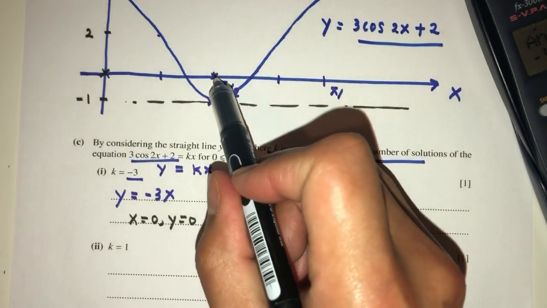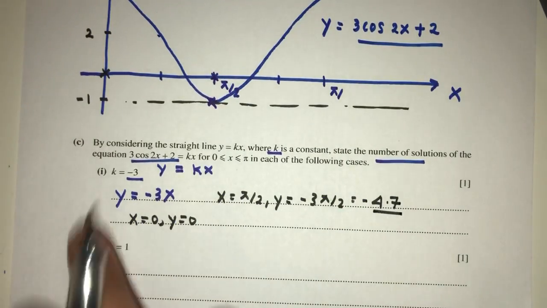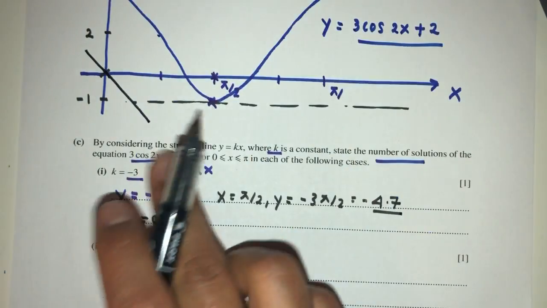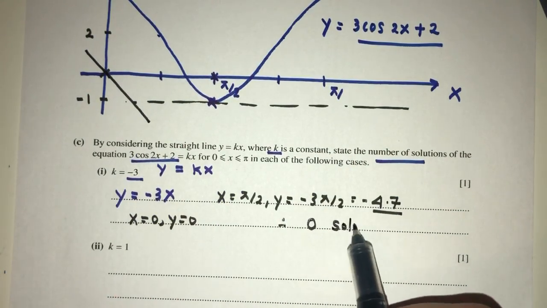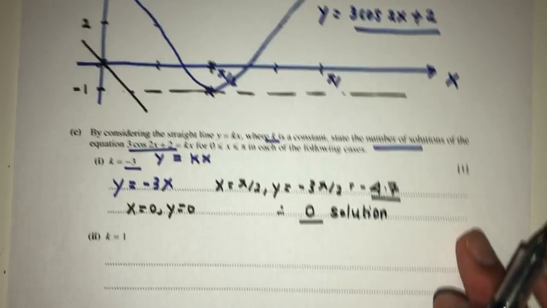So at this point it will be really down here at minus 4.7, so it means that it will be in this direction and it would not meet the curve. So your answer will be 0 solutions when k equals minus 3. Okay, so let's see this one.